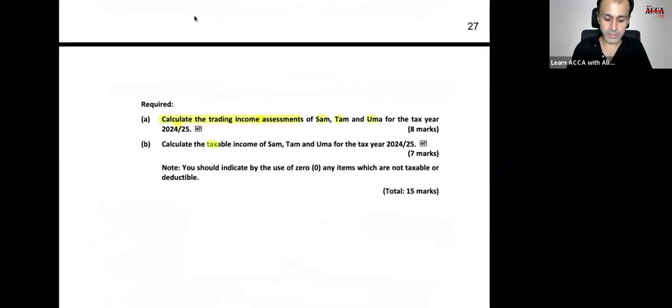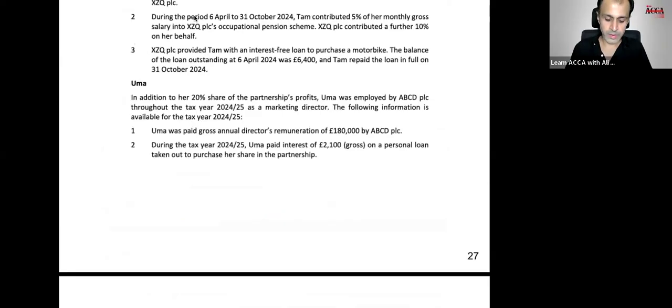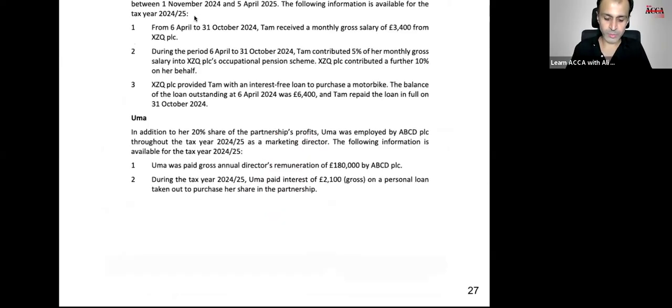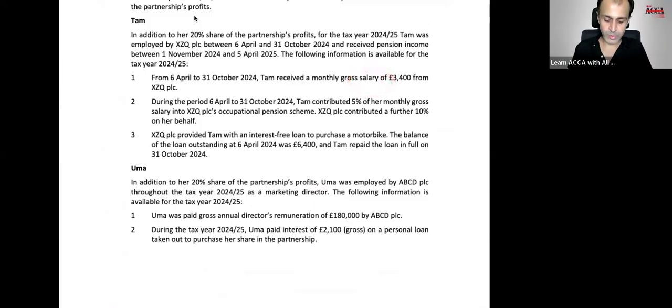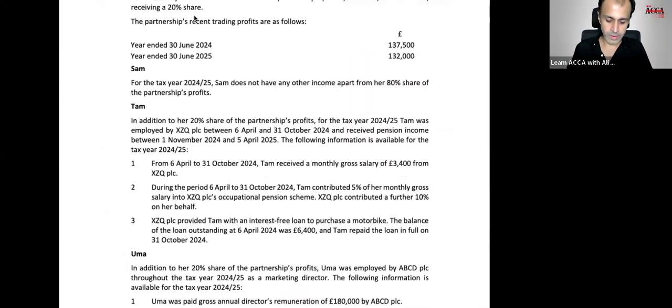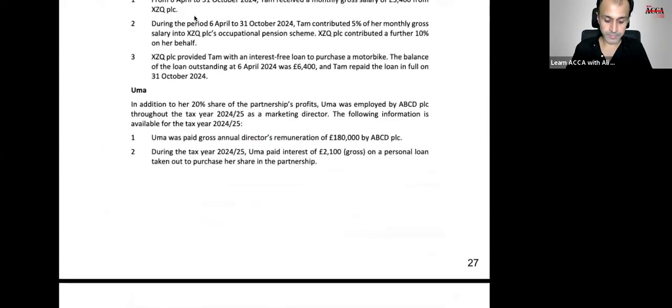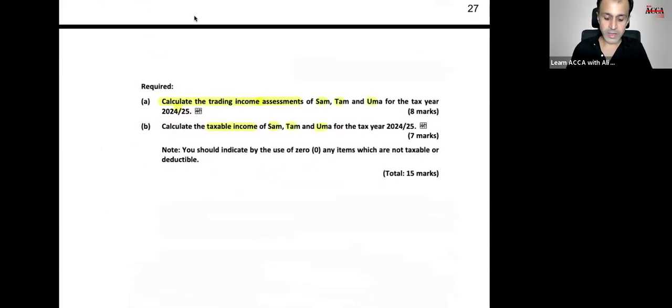Then they want us to calculate the taxable income. Taxable income means this income might include trading income, property income, interest, or dividends. The question might tell us about some other sources of income also, so on top of trading income we might have to add other incomes. The question provides us with director's remuneration, the figure of salary also, maybe property income. You should indicate by the use of zeros any items which are not taxable or deductible.